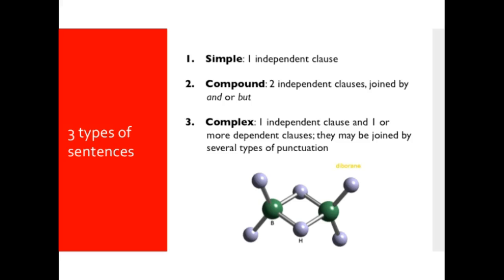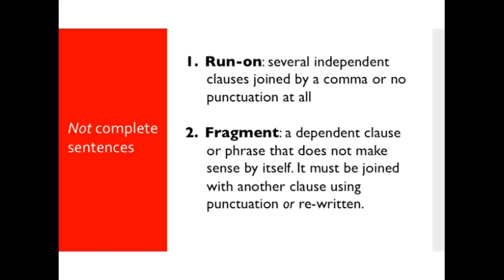So you really want to strive to have a diversity of these types of sentences to make your writing engaging, understandable, and smooth. There are also two types of sentences that are actually not sentences at all that we need to be aware of. The first is the run-on, which we'll go into in greater detail in the next slide. This is when we are joining together several independent clauses without any punctuation or transition words like "and" or "but." And finally, we also have the fragment, which is a dependent clause or phrase that does not make sense by itself. So a dependent clause is a fragment.